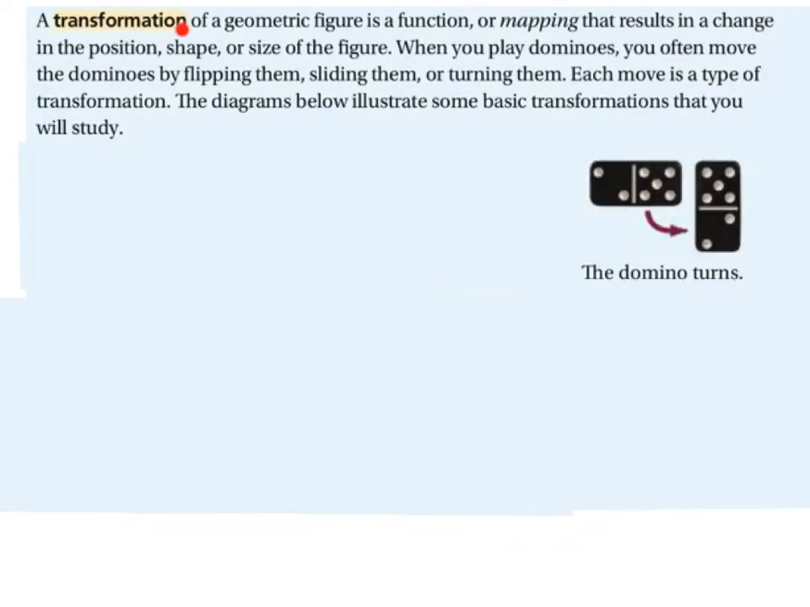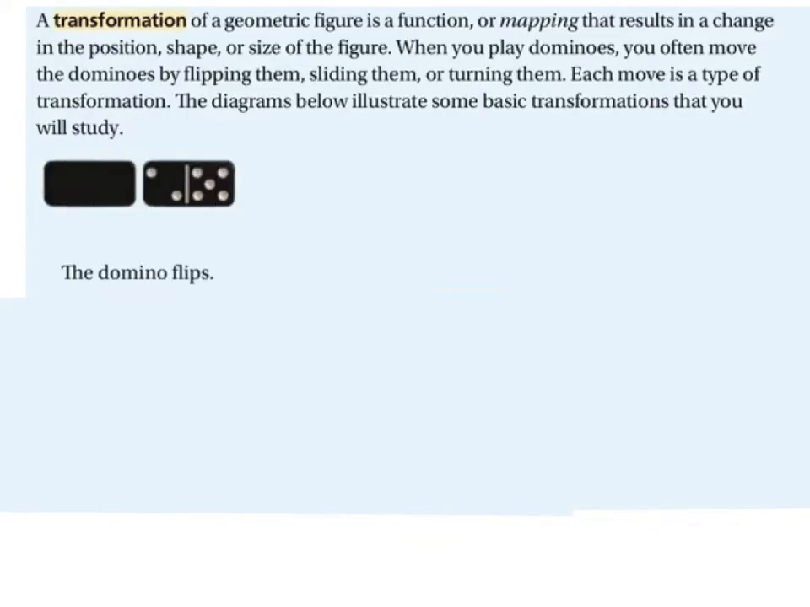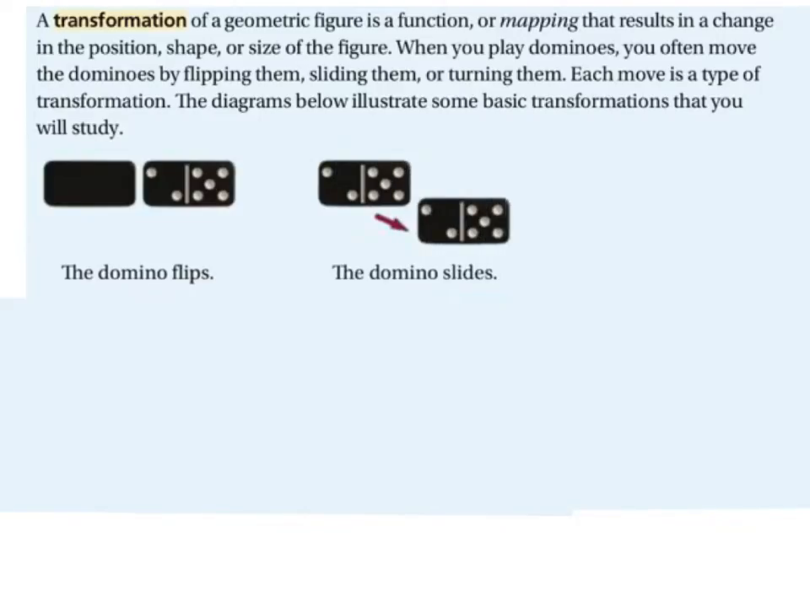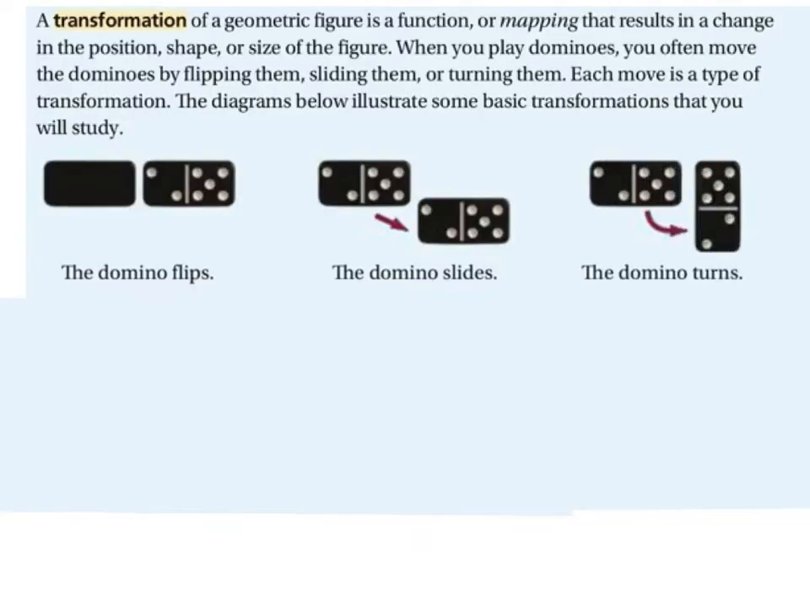Transformation. A transformation of a geometric figure is a function or a mapping that results in a change in the position, shape, or size of the figure. One example where you might see a transformation is in the game of dominoes. When you play dominoes, oftentimes the pieces are moved. So a domino can flip over, flip upside down, or the domino might slide to another position. Or the domino could be turned or rotated.